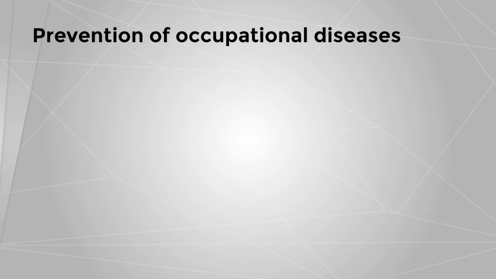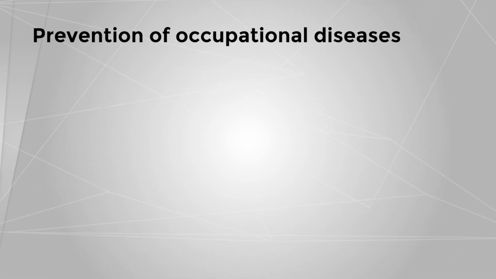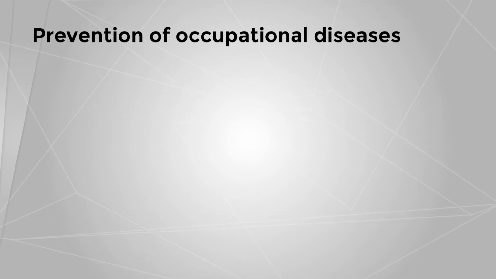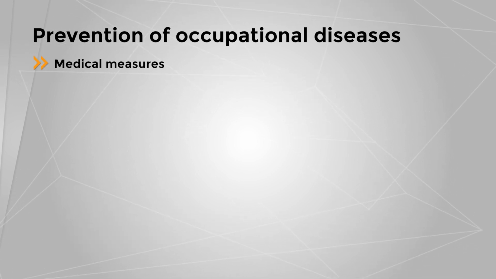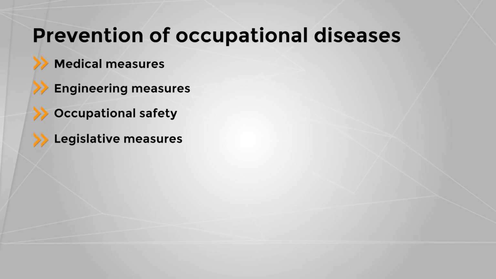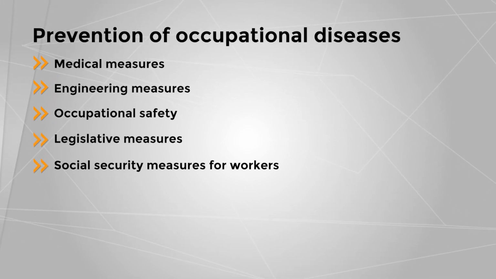When we talk about prevention, besides education and training, there are various occupational preventions which can be done, that is medical measures, engineering measures, occupational safety, legislative measures, social security measures for workers and others, which we will be talking over in due course of time.